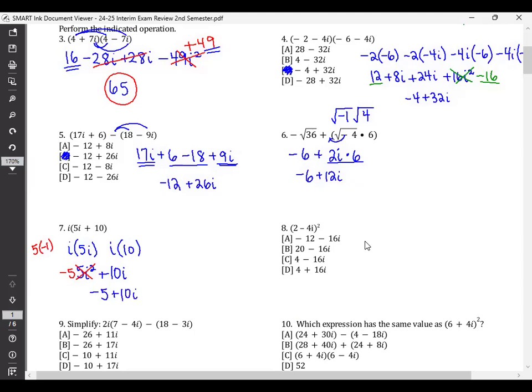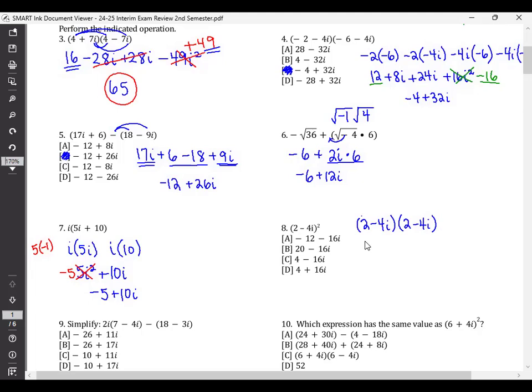For number 8, a multiplication problem. Again, it's 2 minus 4i squared. Please remember that you don't just square the 2 and square the 4i. Again, 2 minus 4i squared means that it's there 2 times. So please write it out 2 times. And then now it's really just like number 4.